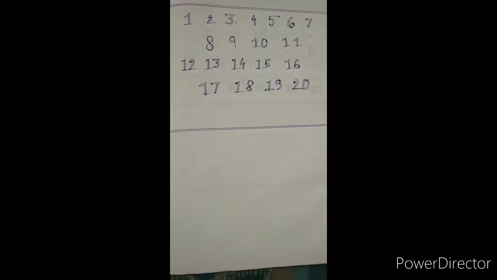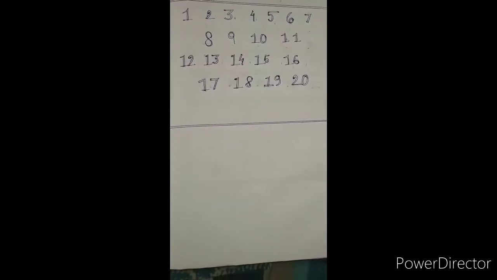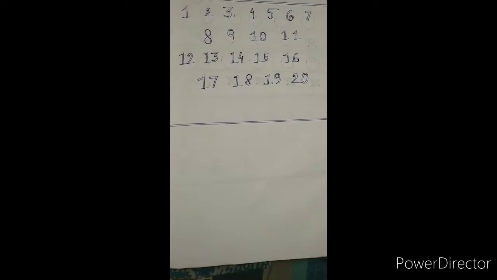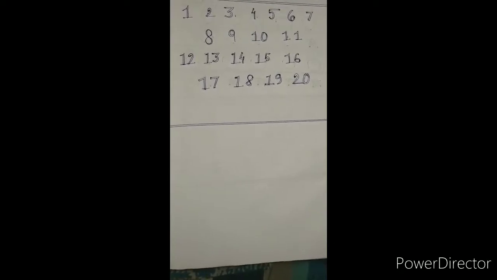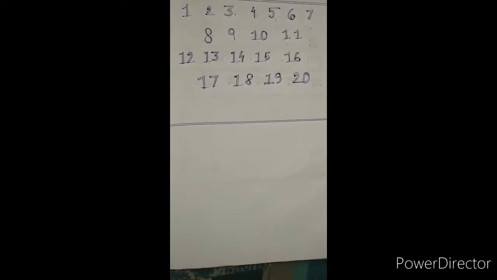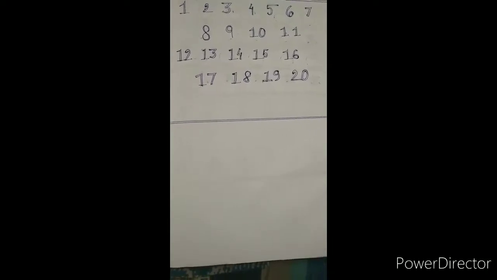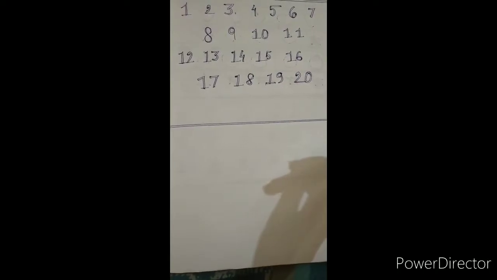When I ask you to choose a particular number, you have to choose it and circle it or mark it. Like when I tell you number 7, you have to mark this one. When I tell you 15, you have to mark this.